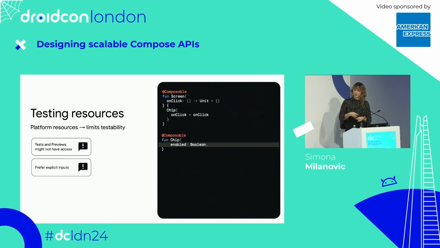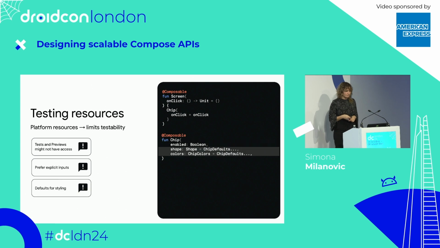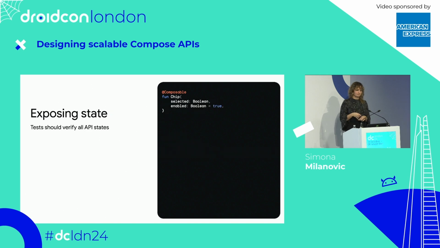Implicit resources like context or composition locals can have a detrimental effect on testability, so you should always try to aim for alternatives through explicit parameters. However, if you do need composition locals for styling purposes, make sure to put good defaults in place.